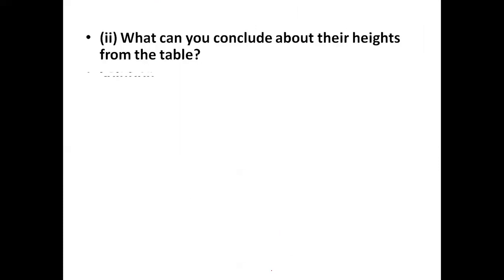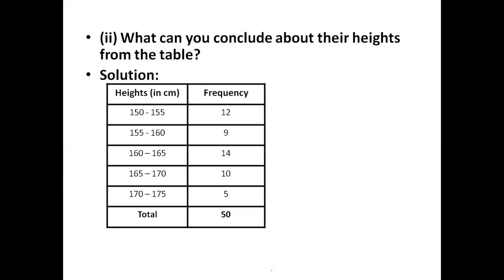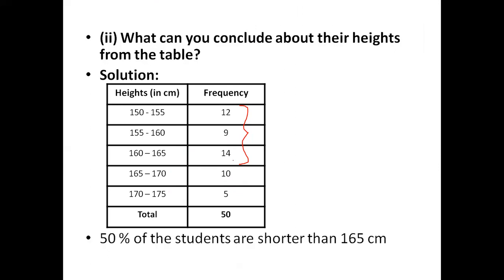Now, what can you conclude about the heights from the table? We see the heights in this table, and we can see that the frequency over here is more as compared to here. So we can conclude that if we add this, this will be 15, and here if we add, we can conclude about more than 50%. So this is only 15. So about more than 50% of students are shorter than 165, because here the upper limit is 165.